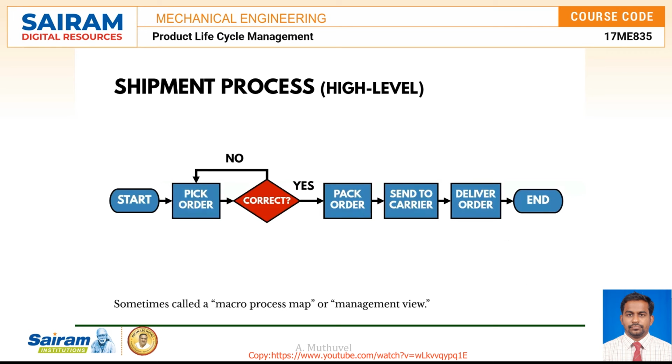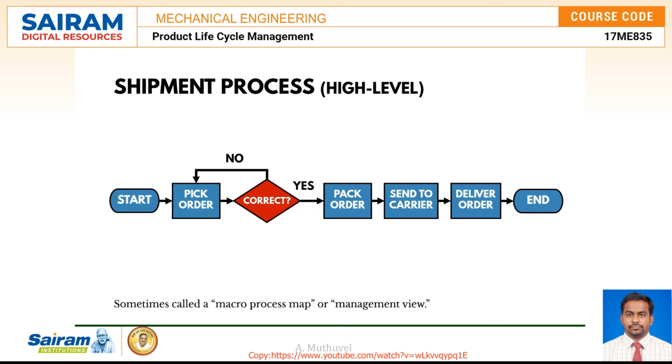Now here's a simple example of a shipment process, a high-level shipment process. Okay, so we start the process, and then we pick the order. And then after we pick the order, we check to see if it's correct. If it's not correct, we have to go and repick it, correct the issue. If it is correct, we move forward, we pack that order, we send it to the carrier, and then we deliver it. And then it ends at that point.